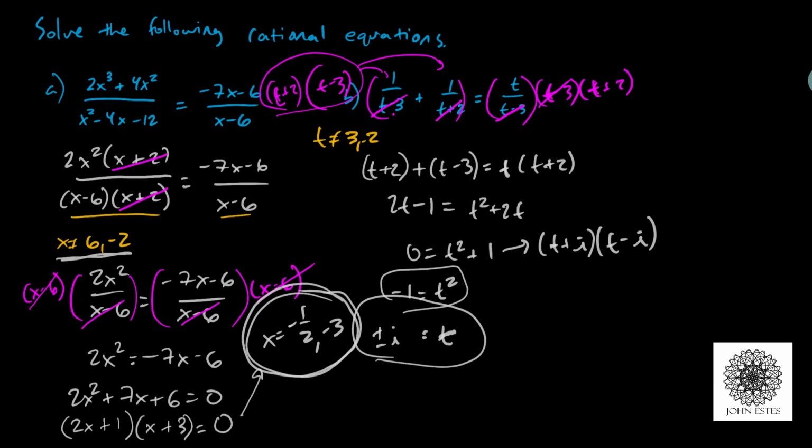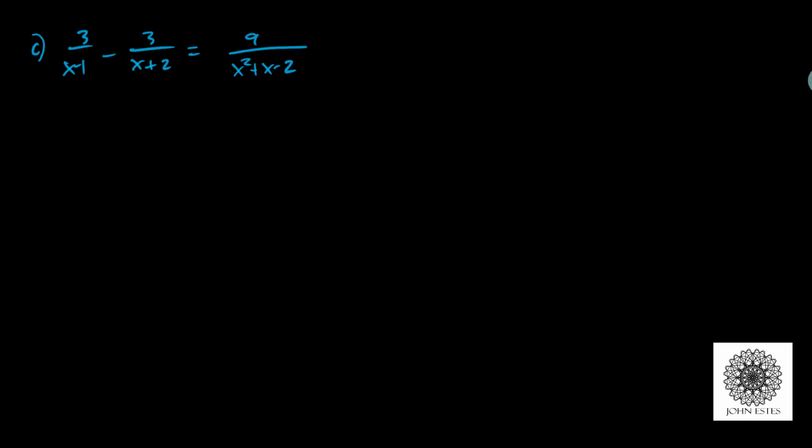All right, let me show you one more example. So from part C here we have 3 over x minus 1 minus 3 over x plus 2 equals 9 over x squared plus x minus 2. The first thing I want to do is to factor the denominator on the right hand side. I need two things that multiply to give negative 2 and add to give positive 1. How about positive 2 and negative 1? So I'm going to replace that quadratic with that expression.